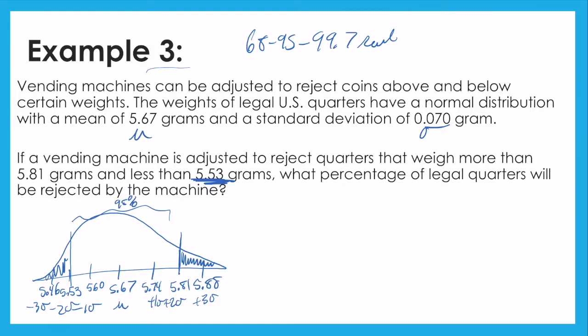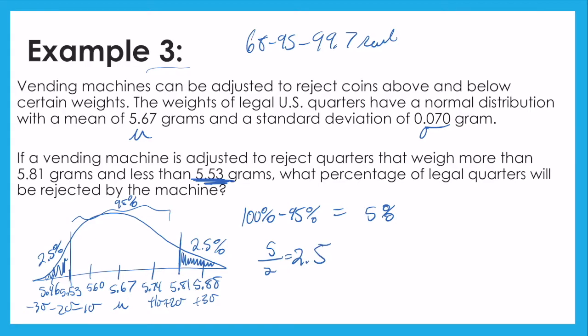those 2 standard deviations. So when I want to know how much is left over, I'm going to take 100%, because remember the entire area under the normal curve is 1 or 100%, minus the 95%, and that means I have 5% of legal quarters rejected by the machine. I've got 2.5% above 2 standard deviations and 2.5% below 2 standard deviations. Remember, it's symmetrical, and 5 divided by 2 is 2.5.